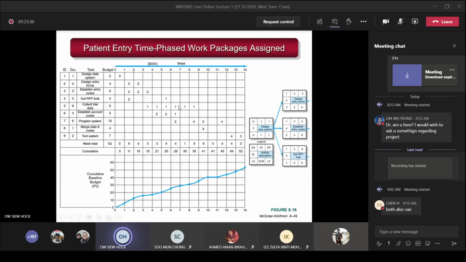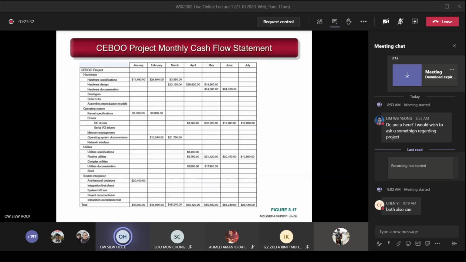So you need to do this when you come to chapter 5. After having that, you can also plot a chart which shows the cash flow. That means at a certain point of time, how much cash you require. So this is the project here, the CEBOO project. And this month, how much cash flow from which part, which item you require. So you can do this part as well. But in our chapter 5, you don't have to do this because we don't really look at the cash flow.